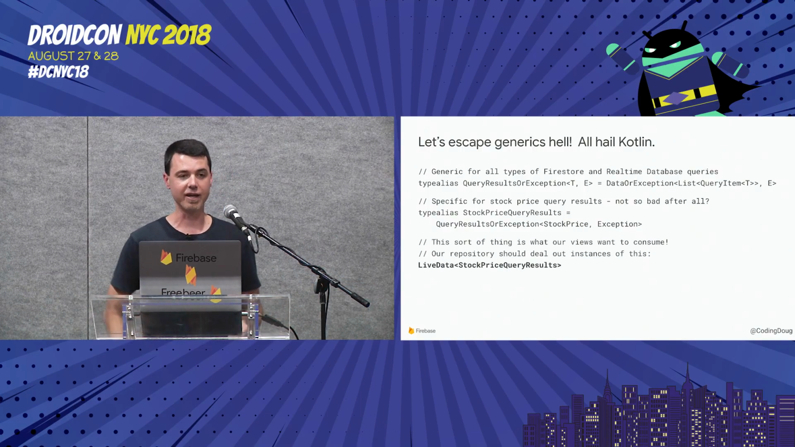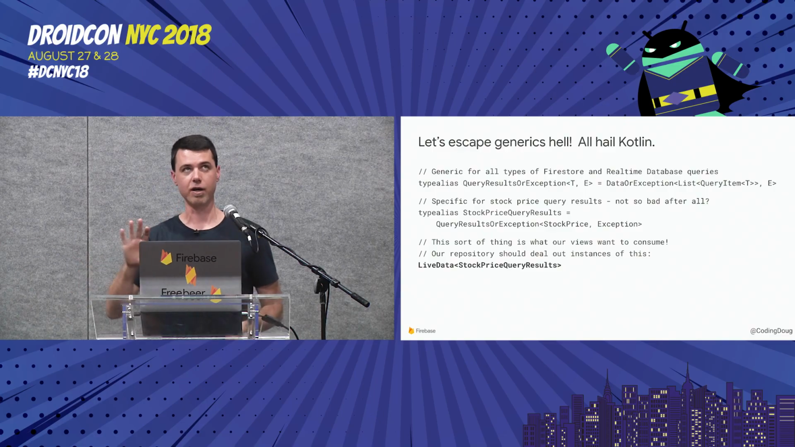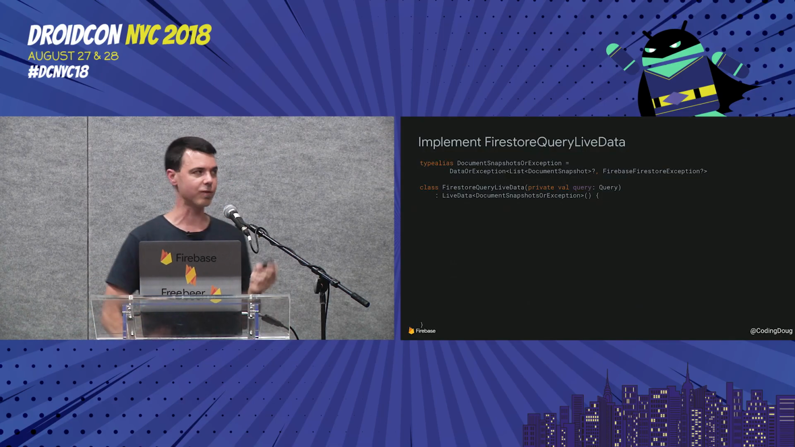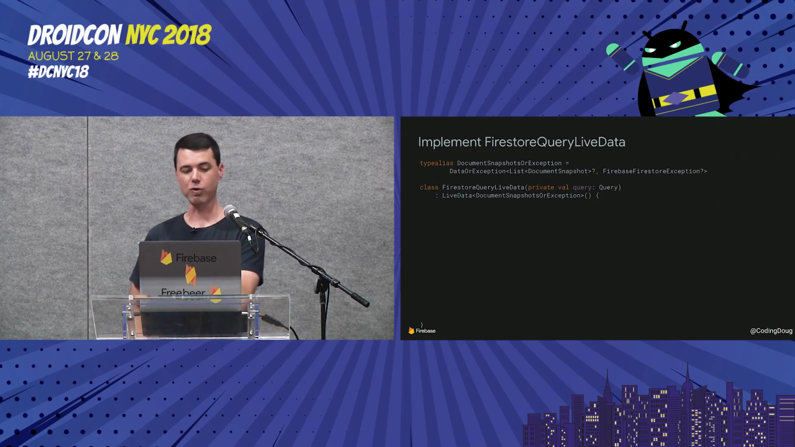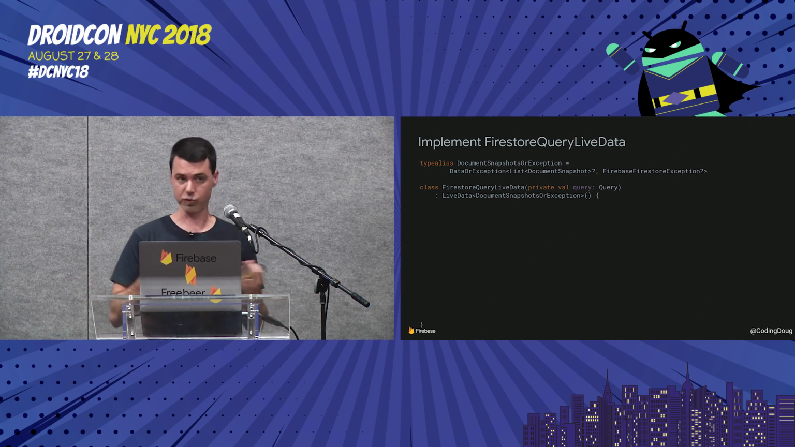So now our live data can simply generate objects of this type. Easier to think about, easier to type. It's hiding some complication that you don't want to type every single time. So this is what I do in my code. So let's implement a live data that deals with Firestore queries. And this is generic. This is for any sort of query. This is a reusable component.